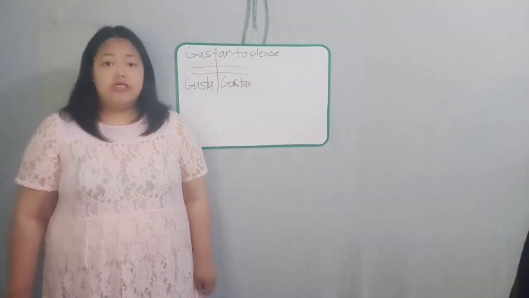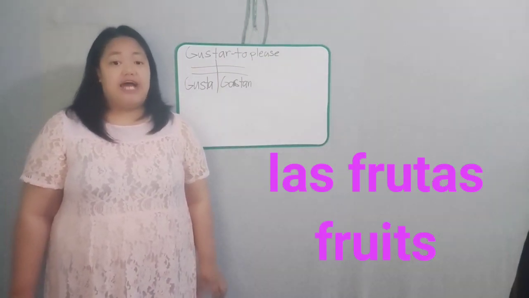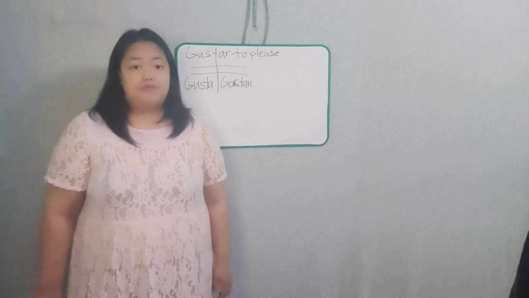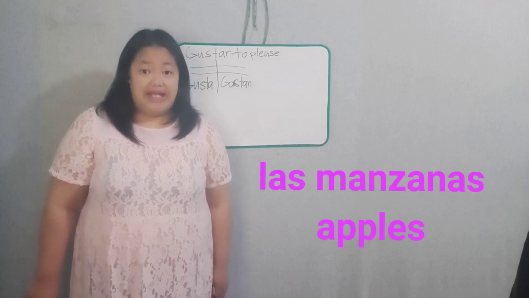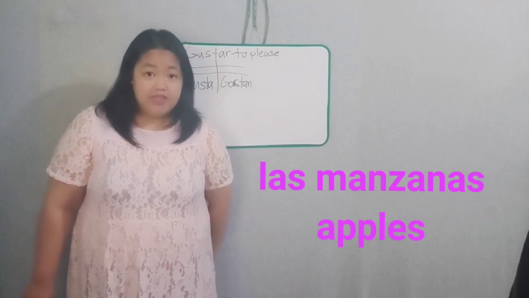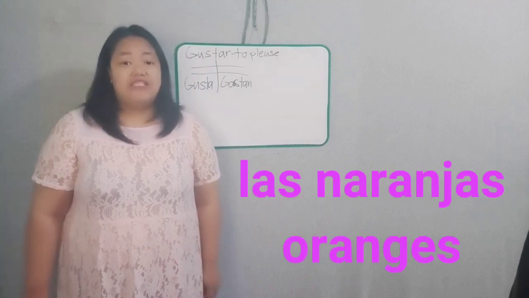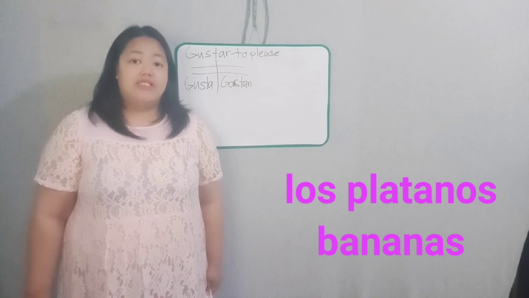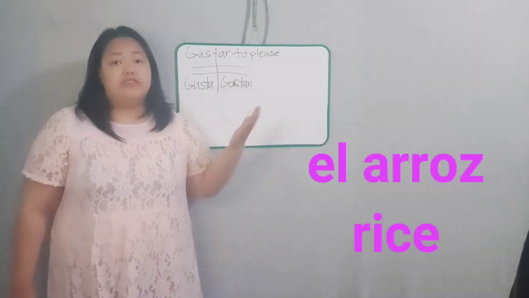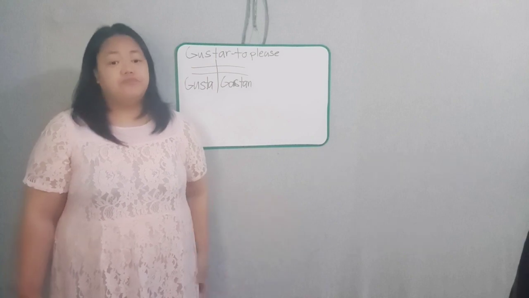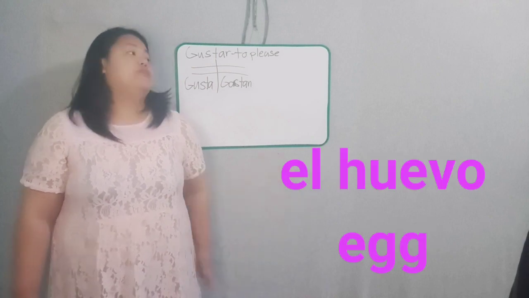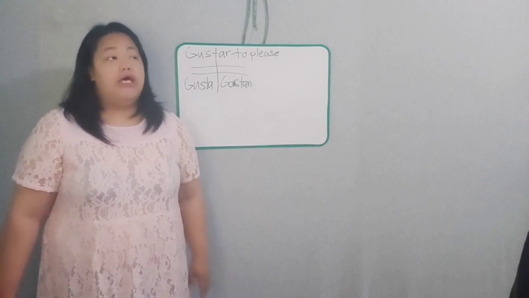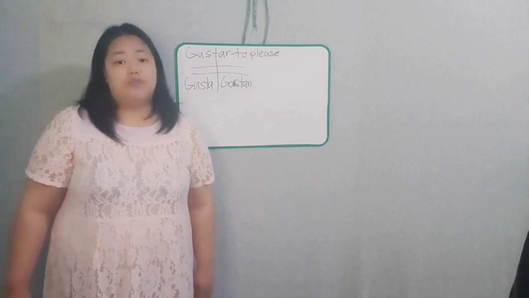Let's go to fruits. So fruits in general is las frutas. Let's start off with las manzanas, which is apples. Las naranjas is oranges. Los plátanos is bananas. We have rice. Rice is el arroz. Egg is el huevo. These are some food vocabularies that we have before we start learning our indirect object pronouns.